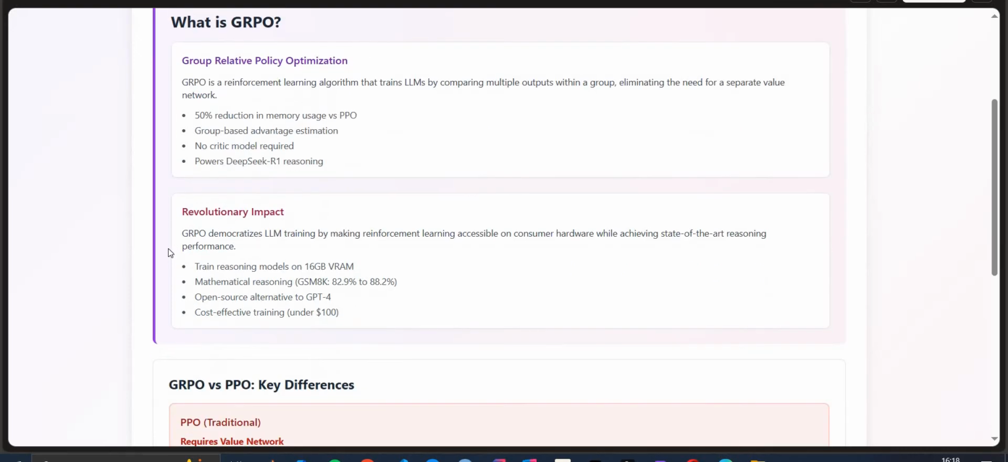Now, the big thing here is efficiency. GRPO cuts memory usage almost in half compared to PPO because it removes the need for that separate critic network. It relies on group-based advantage estimation, meaning it evaluates each output relative to others in its group. And this approach is what allows DeepSeek R1, for example, to perform advanced reasoning without needing massive infrastructure.